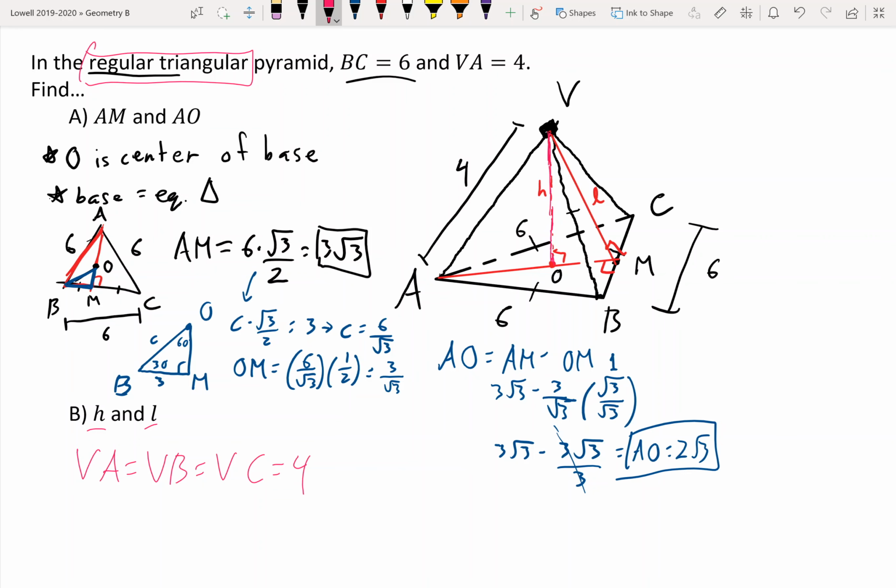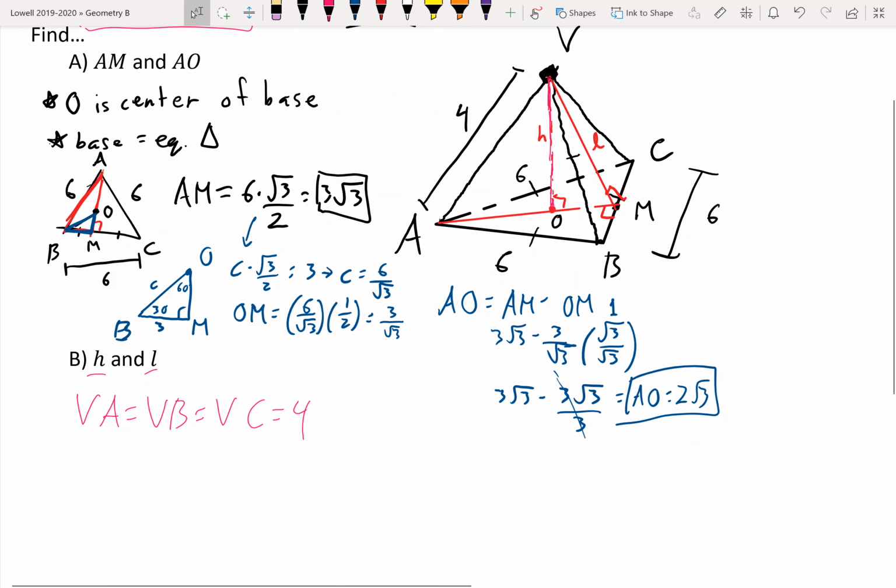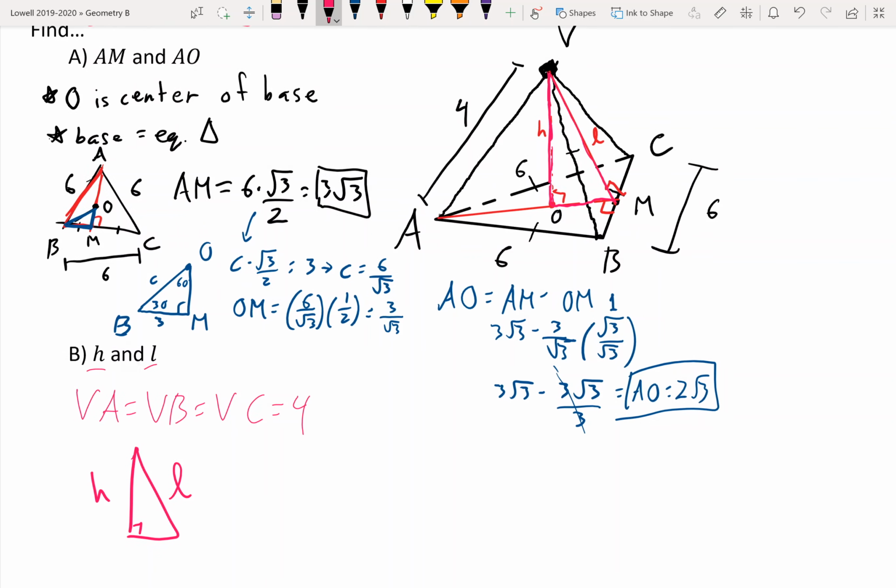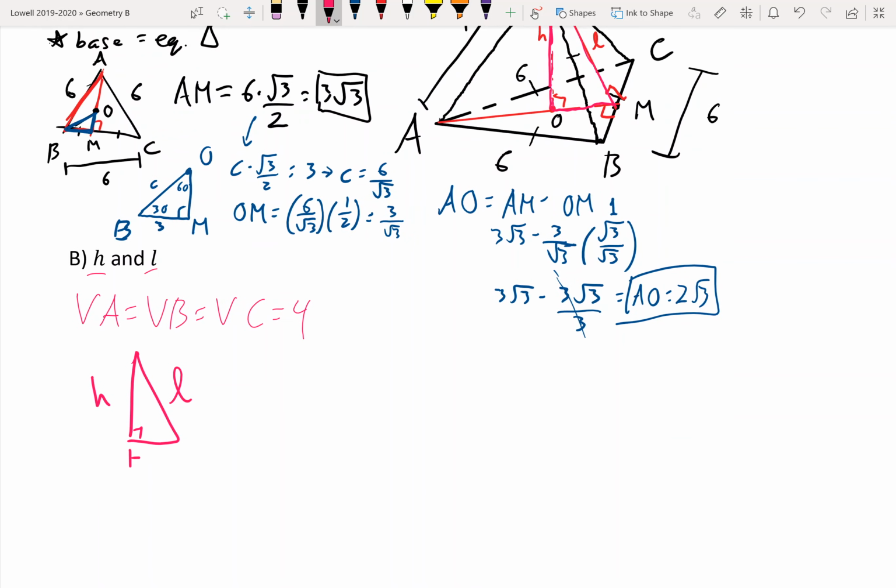Well, we can actually see a little bit of what's going on. The triangle that you see right here in the drawing, I'm going to pull that out over here. I guess I'm drawing it in pink. Here's H, here's L, and this is OM right here. This length right here is OM, which we actually know. OM is 3 divided by root 3. Or when we simplified it, it was actually just the square root of 3.